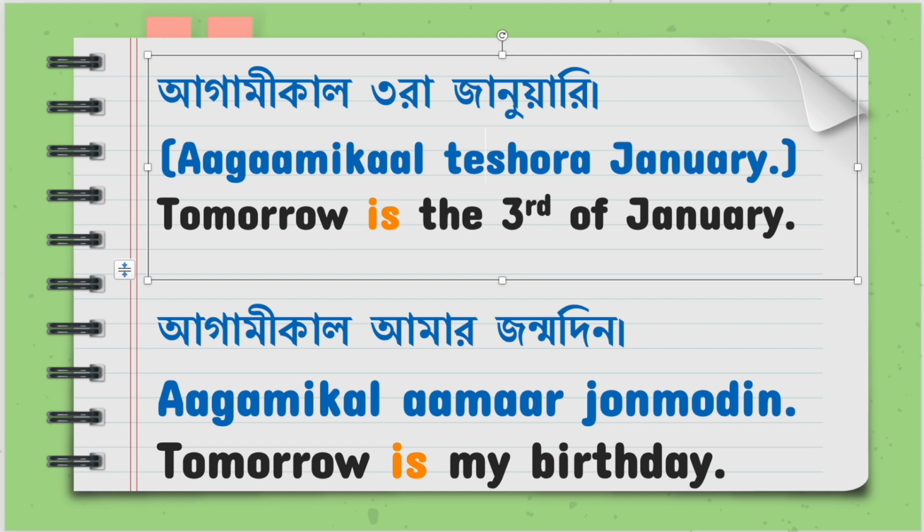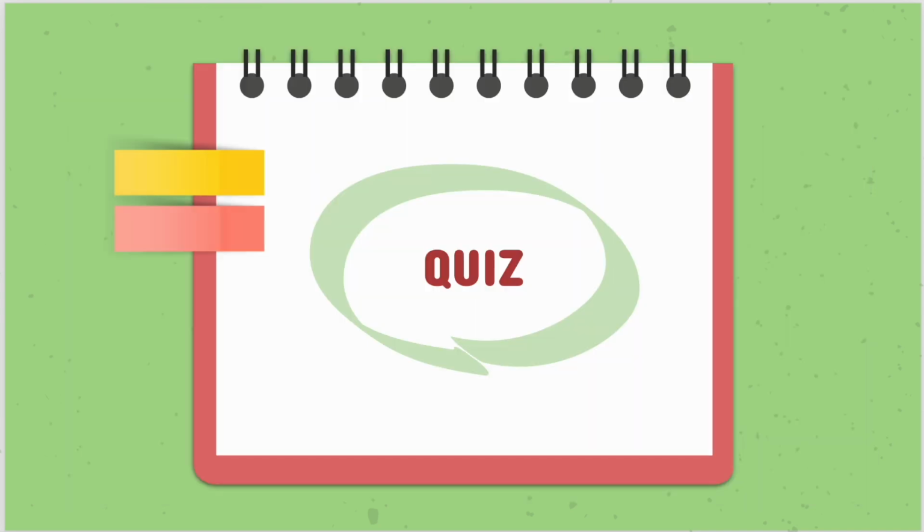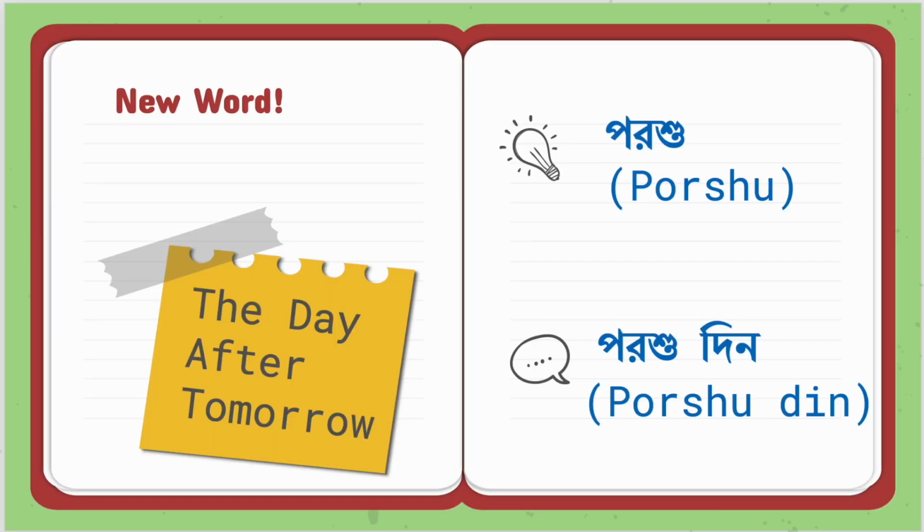Okay, now quiz time. So for this quiz, I will introduce a new word and then I will ask you to make sentence with that new word. So the first new word for today is the day after tomorrow. That means in Bangla, the word for it is porshu. Porshu is the word for the day after tomorrow. There is another word for the day after tomorrow, that is porshu din. You can just use porshu if you do not want to use 2 words for it. So porshu or porshu din both means the day after tomorrow.